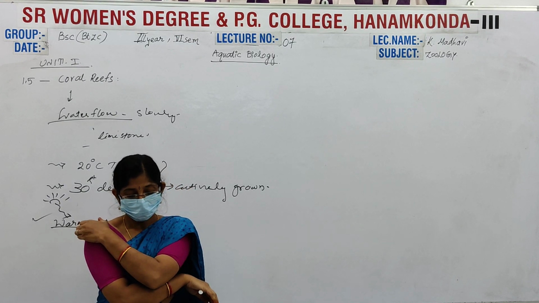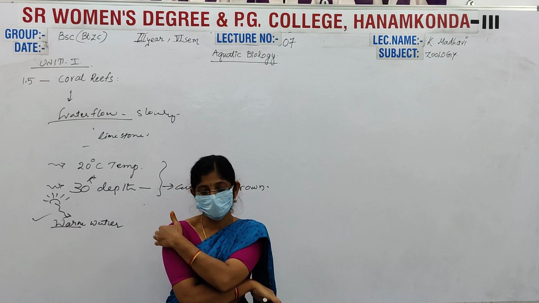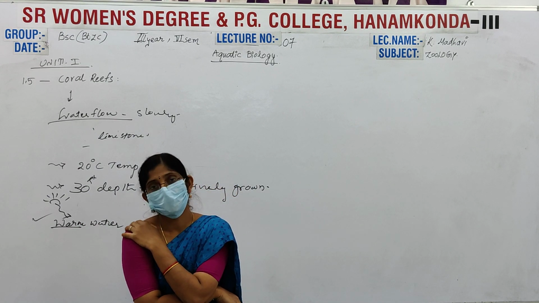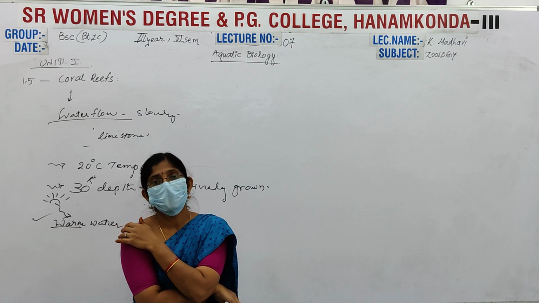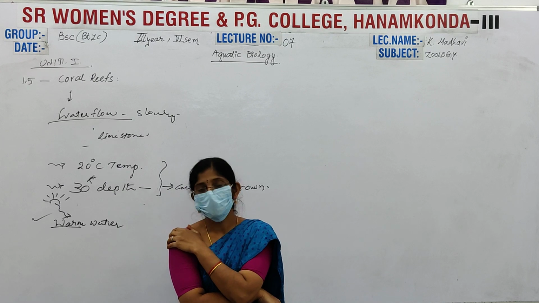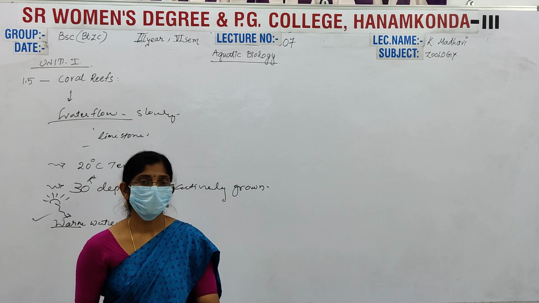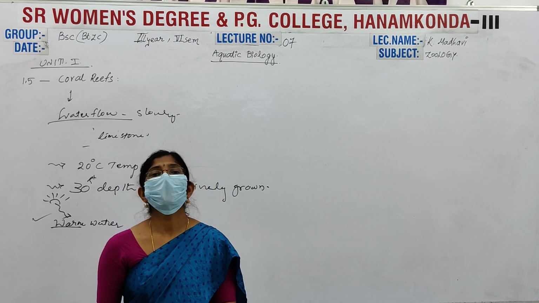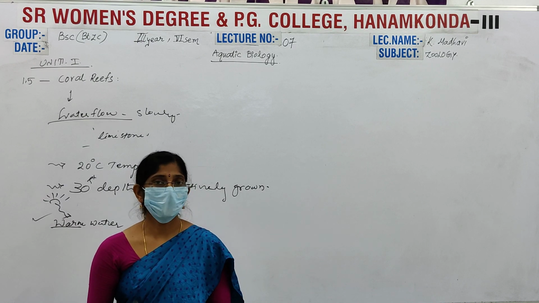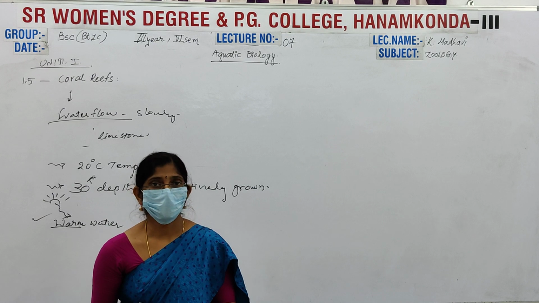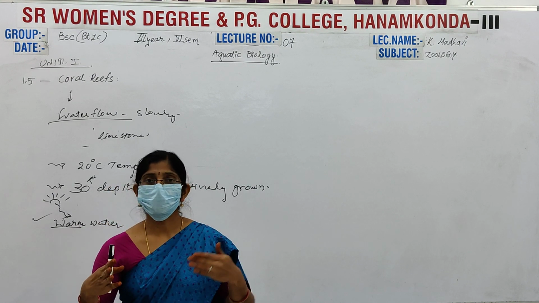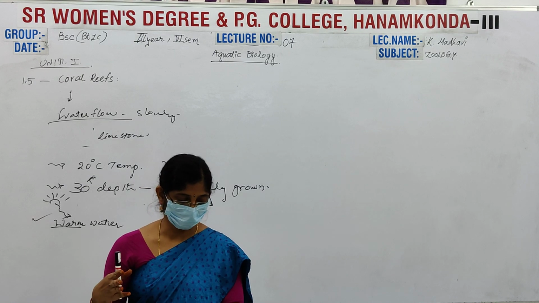Next, these corals support the lives of other aquatic organisms. Those are snails, molluscs, brachiopods, sponges, etc. These coral reefs also give life to those organisms: molluscs, some brachiopods and some sponges. Molluscs are higher, and sponges are in the first phylum, Porifera.